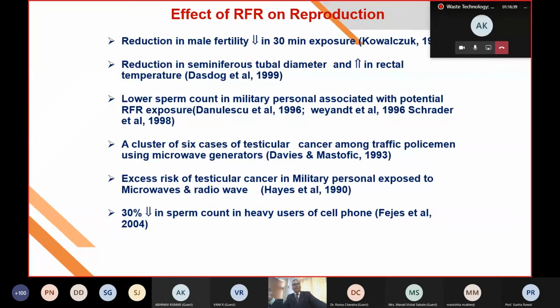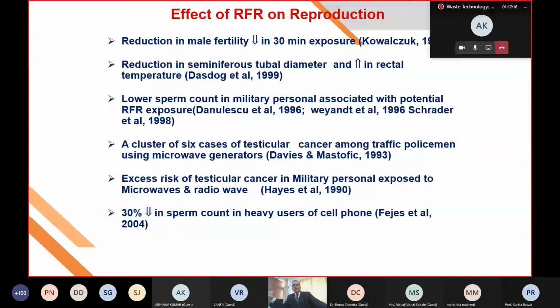Reduction in male infertility. Somebody has shown this; it is not new work, it is very established work. So 30 minutes of exposure may reduce male fertility. Rectal temperature is being increased. Low sperm count in military personnel. Earlier it was in different places with different workers. Now DRDO people are facing the challenges.